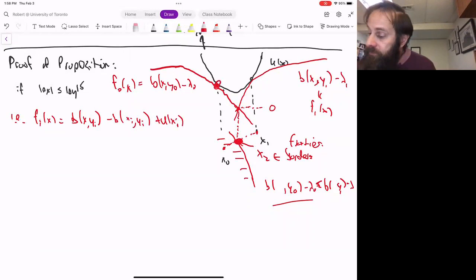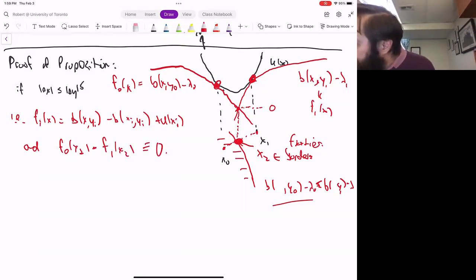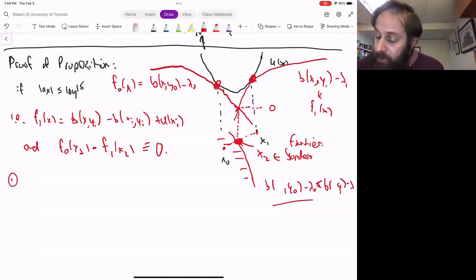That says that this function goes through this point when i is 0, and when i equals 1, it goes through this point over here. And we have F0 of X2 equals F1 of X2, and I've normalized that to be 0 by shifting the whole picture up and down by constants. And so the first fact is that U is semi-convex because it's a supremum of smooth functions B.